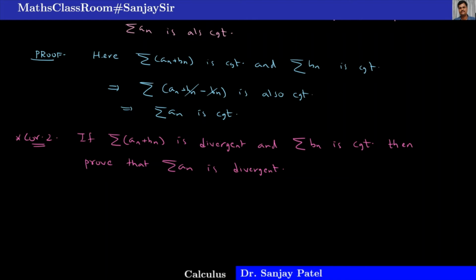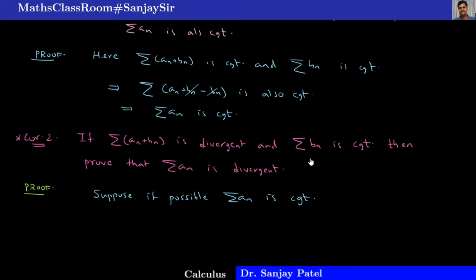How to prove this? Again, the proof is very simple, follows from theorem 1. We have sigma an plus bn is divergent, that is given, and sigma bn is convergent, that is given. What our aim is to show that sigma an is divergent. So suppose, if possible, let us write this way, we assume the contrary. Suppose, if possible, sigma an is convergent.